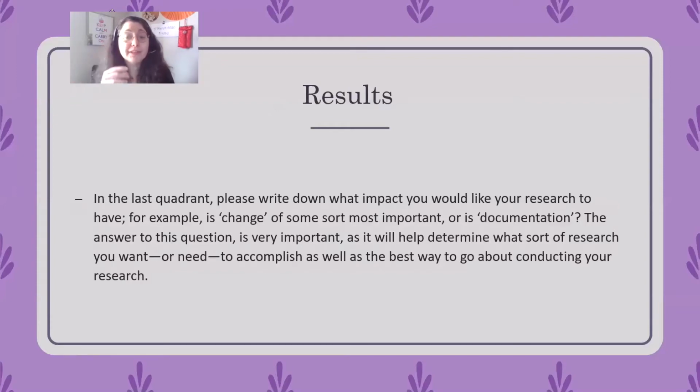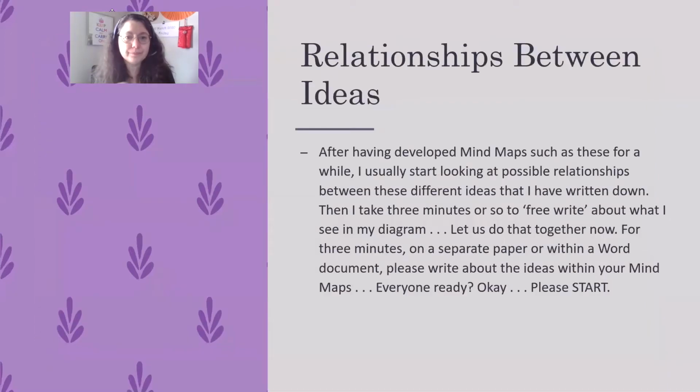This question is very important because it will help determine the sort of research you want or need to accomplish, as well as the best way to go about conducting that research. All right, relationships between ideas. And again, you could have paused, written something about your results, moved on to this. Because once you've looked at all these four quadrants, what you want to do is consider the relationship between these different quadrants and ideas. So after having developed mind maps such as these for a while, I usually start looking at possible relationships between these different ideas that I have written down. I then take 3 minutes or so to free write about what I see in my diagram.